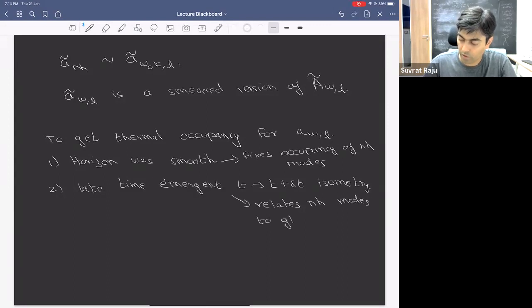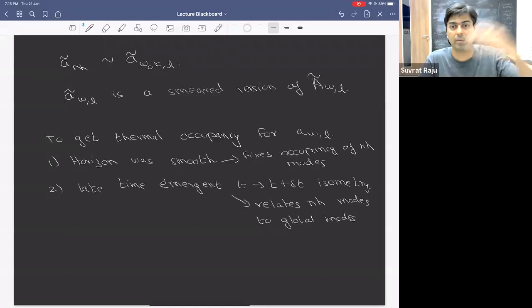Okay. So the only states where the result that we derived is not true are the states where the horizon is not smooth. So if you look at a state where the horizon is smooth, that forces, and there is also this late time emergent T goes to T plus delta T isometry, which we expect for a black hole. So if you form a black hole, you expect from the classical geometry that both these things are true, and that forces you to the fact that the global modes are thermally occupied.